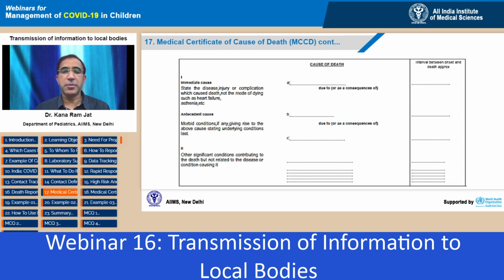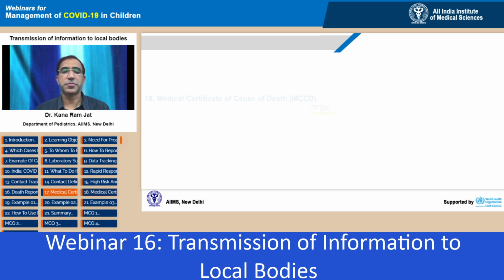It is a typical medical certificate of cause of death containing part 1, that is immediate cause and antecedent cause, and part 2, that is other significant condition. Part 1 contains A, B, and C, and it should be filled in logical sequence from C to A. Means C leading to B and B leading to A. A is the final immediate cause and it denotes the mode of death. The right column has the time period between onset and death for a particular cause.